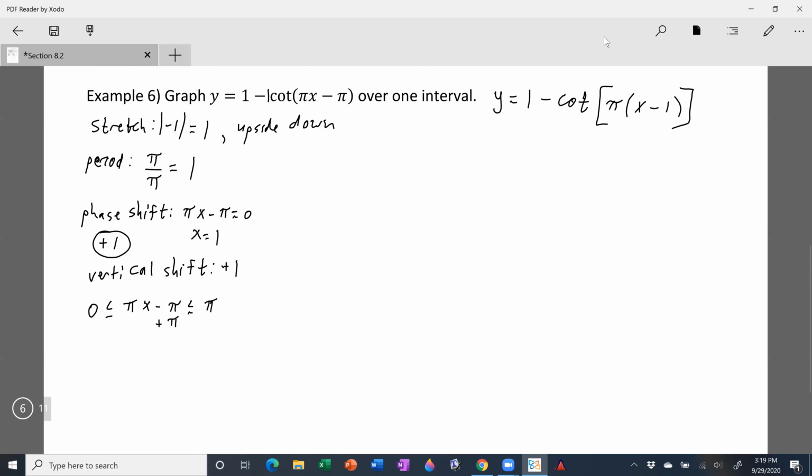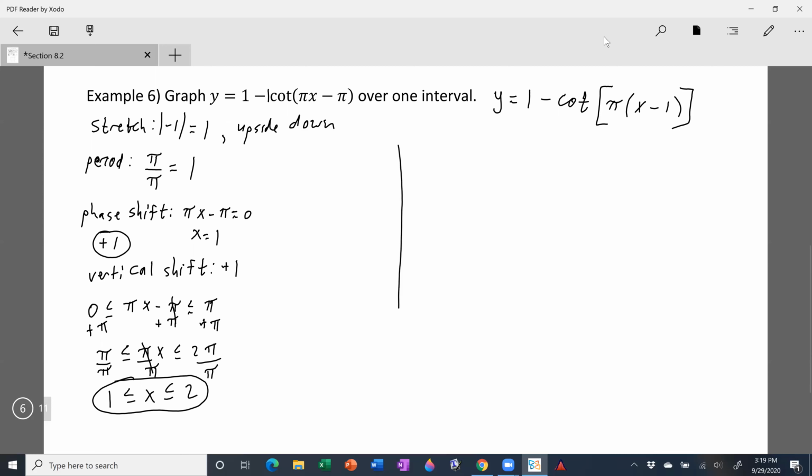Then we add pi everywhere. We don't want to solve for x in the middle. So we have pi less than or equal to pi x less than or equal to 2 pi. So this is one of those weird ones where there was a pi multiplying on the x. And so now we've got our interval is just whole numbers, which seems a little bit tricky at first, but once we start trying to graph it, it actually makes it easier, in my opinion.